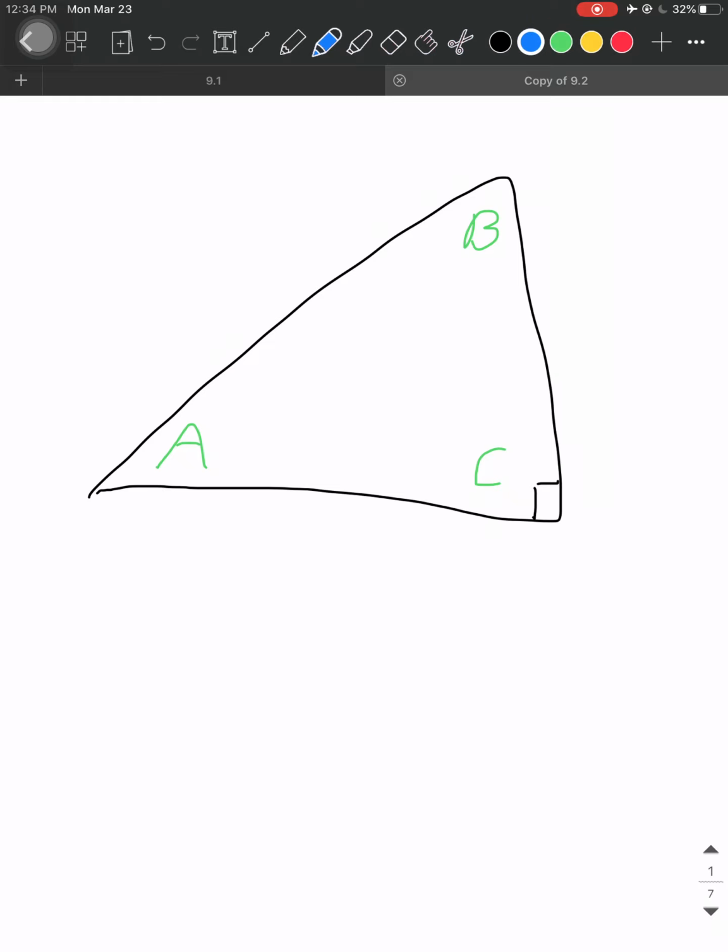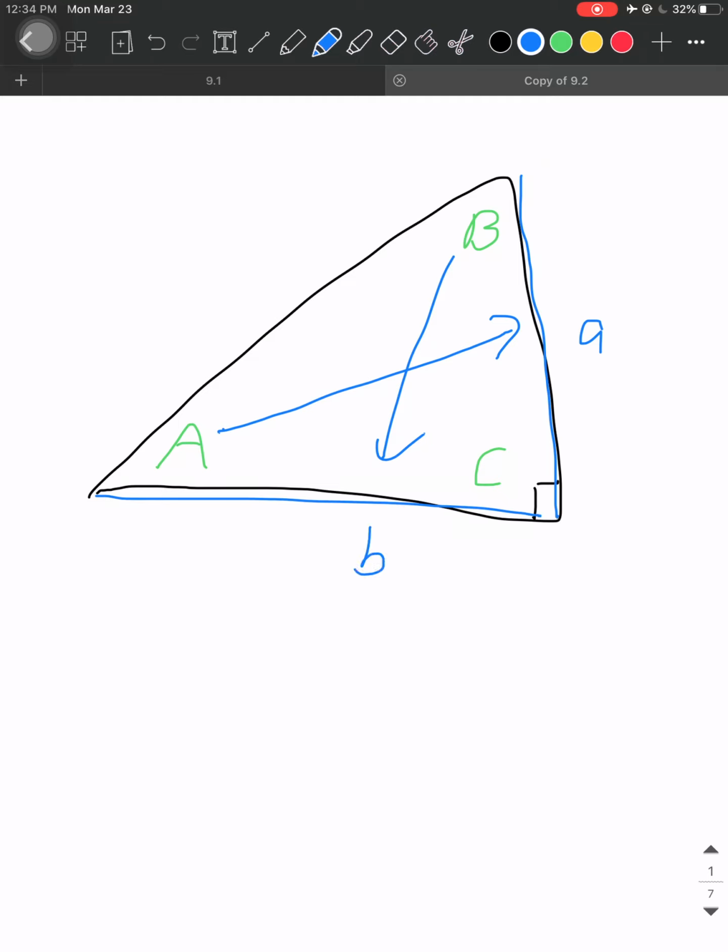Okay. As for the side lengths, we will look across from each angle. So across from A, we have this side in here. We call it little a. Across from B, we have this side in here. We call it little b. And lastly, across from C, we have this side in here. We call it little c.